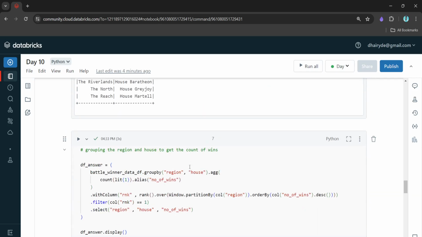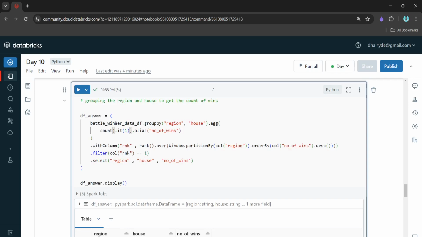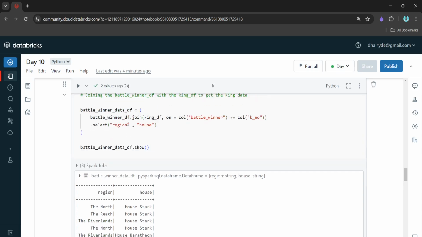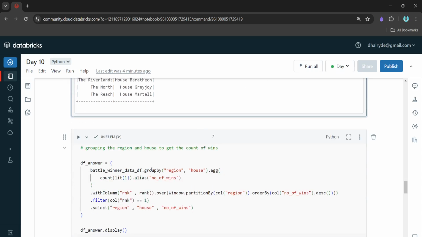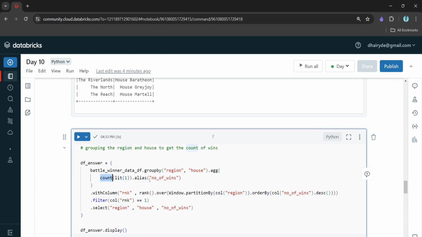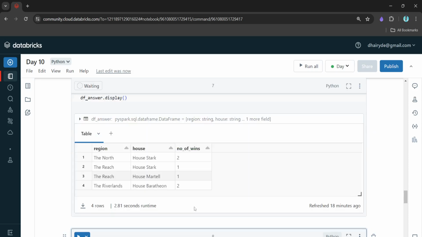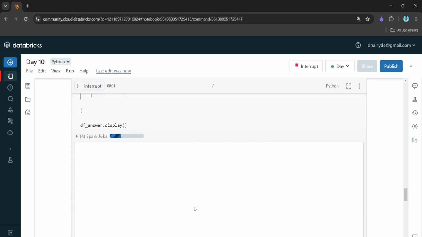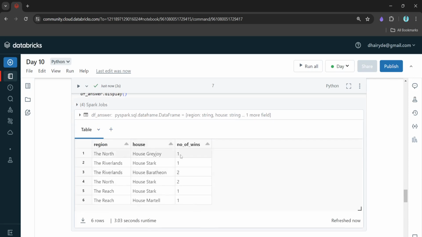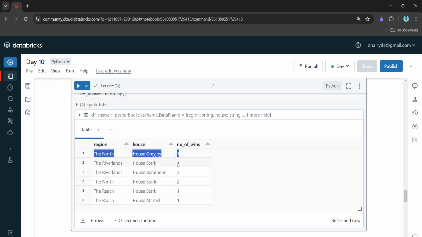So let's see what we are doing over here. We have the battle winner DF, the above DF, right? We are grouping on the region and house, and we are getting the count, so this will give the number of wins. Let me erase these things and run. Okay, now if you see, for each and every house and region combination, we are getting the number of wins. This is what we did in the dry run, right? We are getting 2, and similarly for the north Greyjoy, we are getting 1, and similarly for the others.